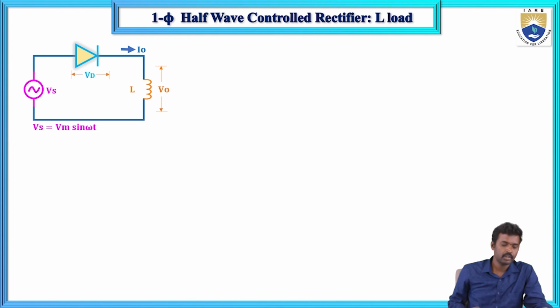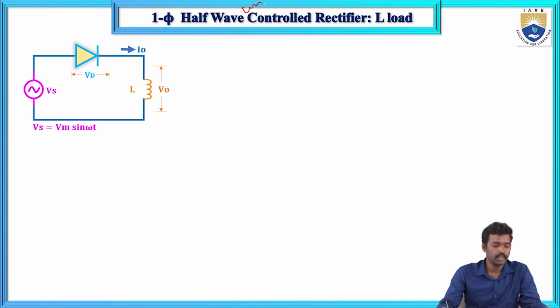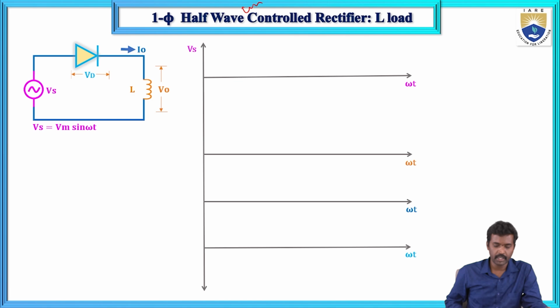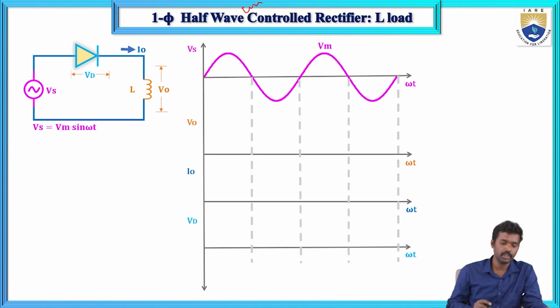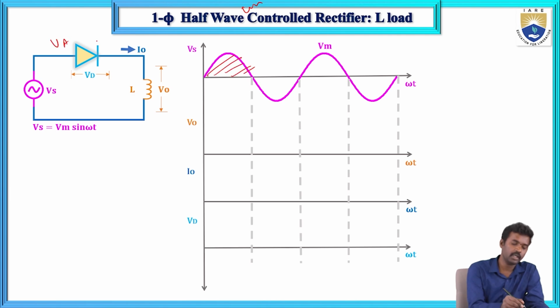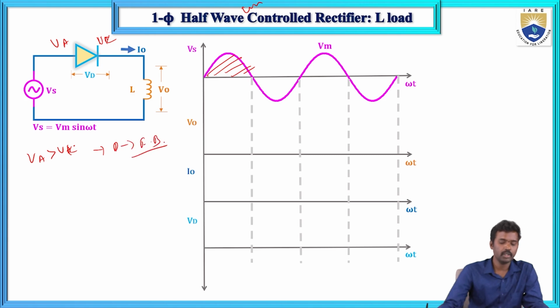So now the uncontrolled rectifier with L load. In case of L load, if you see the diagram, I am giving the supply voltage V equals Vm sin omega t. During the forward bias condition, Va is greater than the cathode voltage VAK, so the diode is in forward bias. In this case the output voltage follows the supply voltage, V0 equals Vm sin omega t.